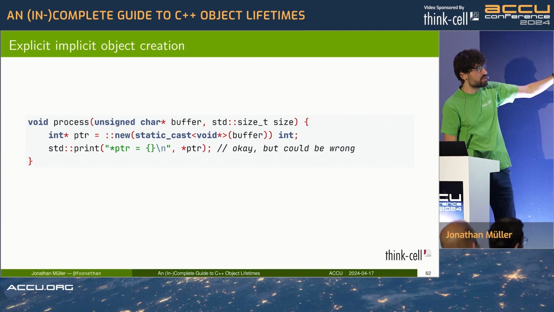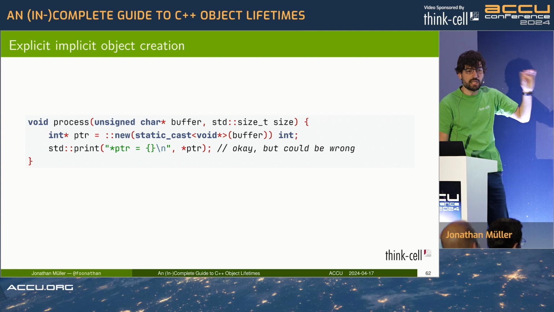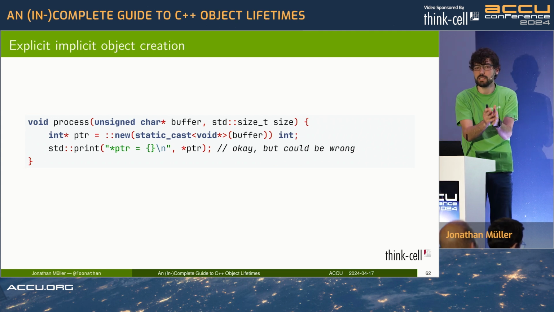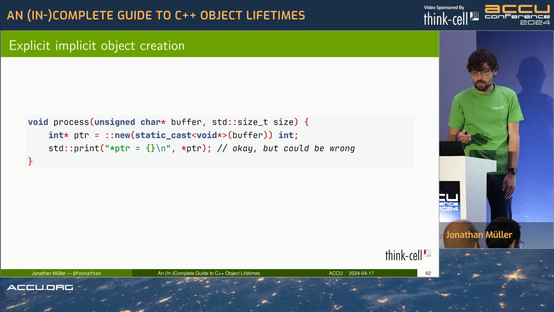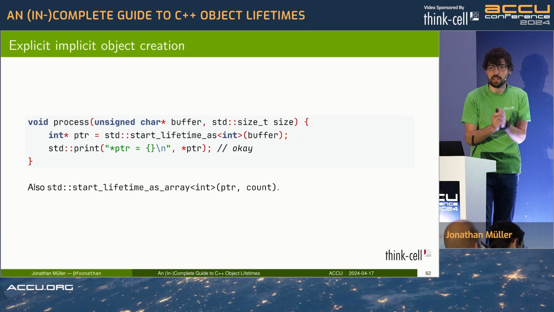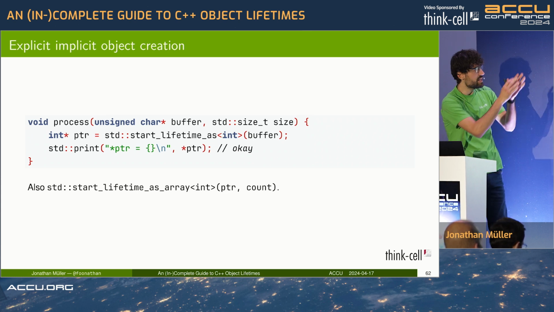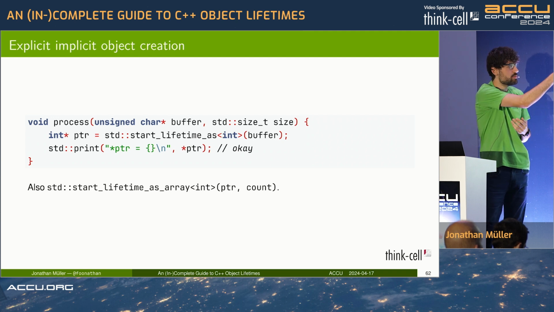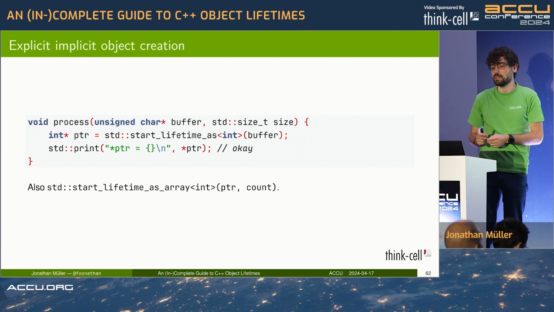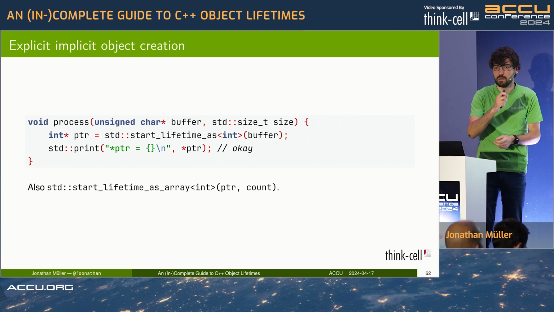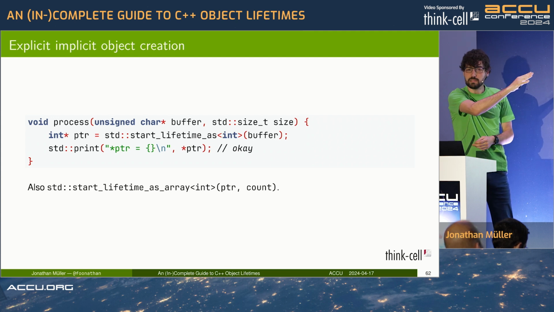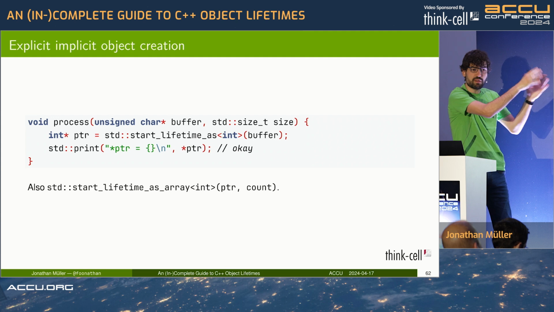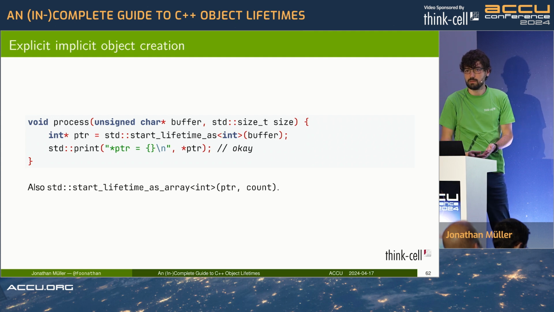So what we want to say is, okay, we've got this buffer, let me create an int in there, but please don't physically touch the bytes. And for that we can use start_lifetime_as. This takes a pointer and a type, and it will return a pointer to an int in this case, whose lifetime has started. So now we're taking arbitrary bytes, starting the lifetime of an int object in there, and reading whatever the byte values were interpreted as an int. And this is well-defined behavior.